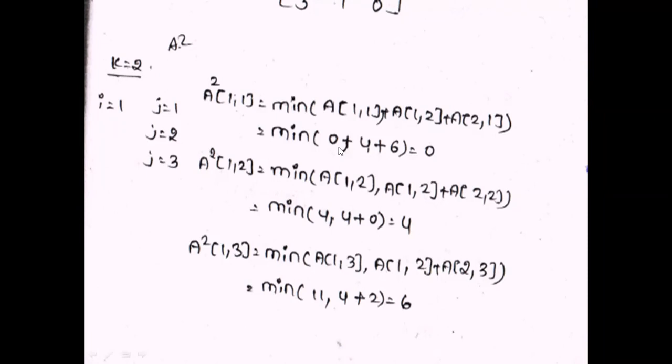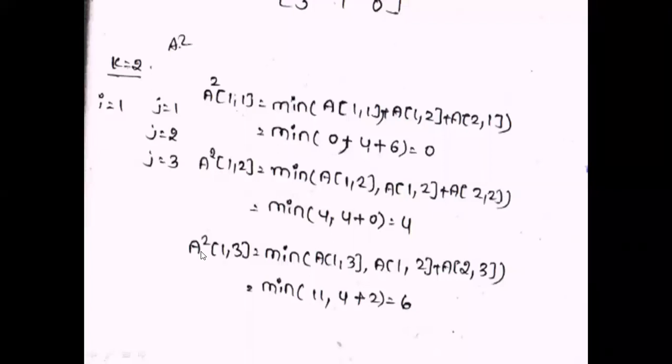It is the minimum of A of 1,1 which is 0, and A of 1,2 plus A of 2,1, which is 4 plus 6, 10. The minimum is 0. Next, A of 1,2: the minimum of A of 1,2 and A of 1,2 plus A of 2,2, that is 4 and 4 plus 0, so it is 4.